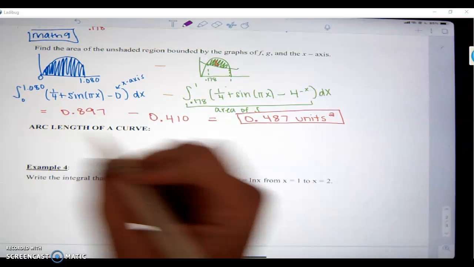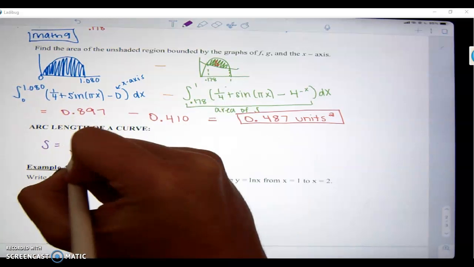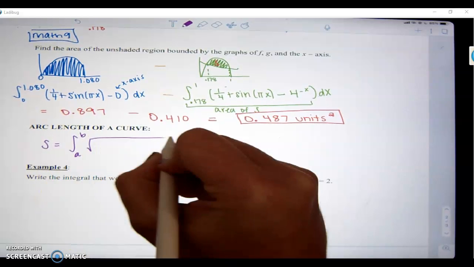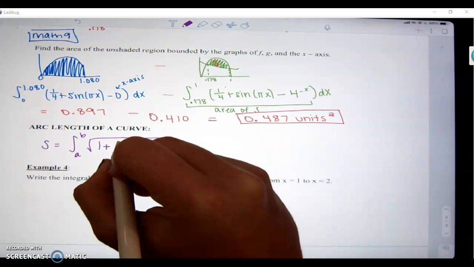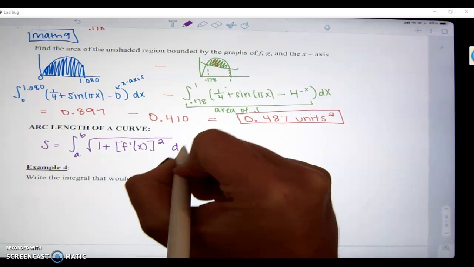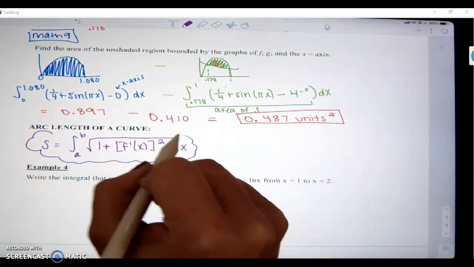But the formula for arc length, and arc length is represented most of the time by an S, is also going to be an integral. It's the integral from A to B, so where it starts and stops, of the square root of 1 plus the derivative of f of x squared, and then dx. So this is the formula for arc length of a curve.